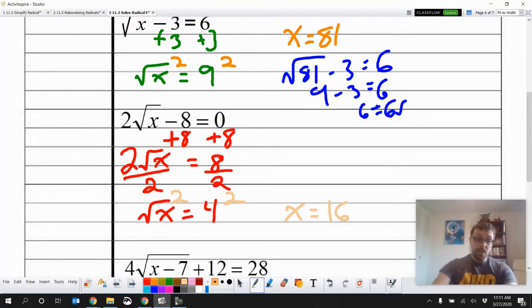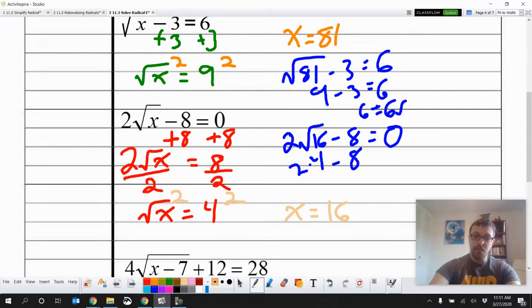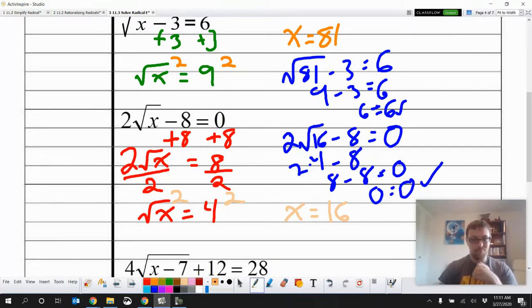And then we're set. We can double check it real fast. I might as well do that. So we have 2 square roots of 16 minus 8. This should equal 0. The square root of 16, that's 4, times 2, minus 8. 2 times 4 is 8, minus 8. Hey, 0 equals 0. We're set. Awesome.